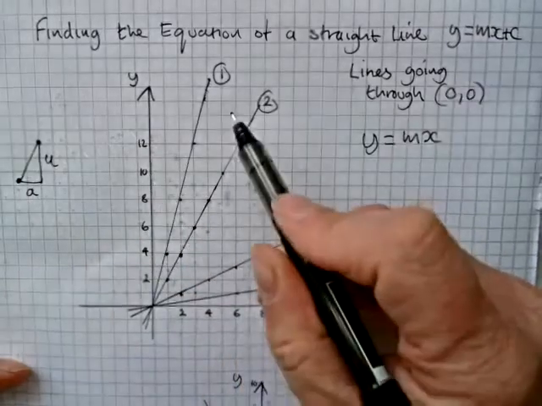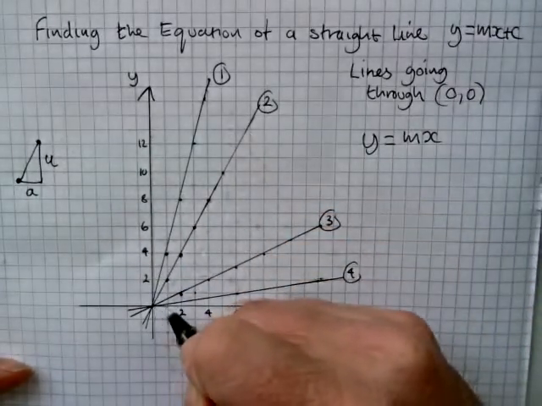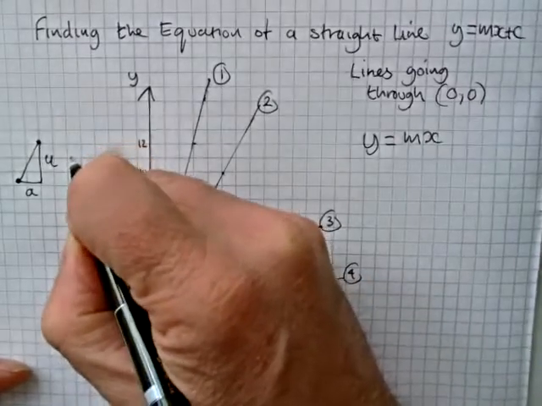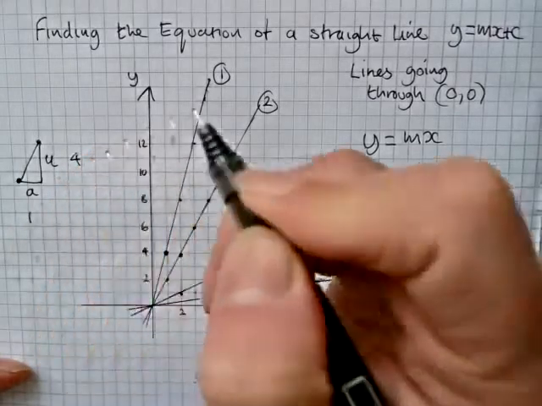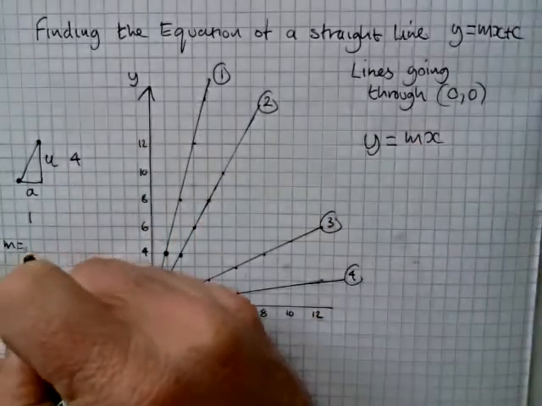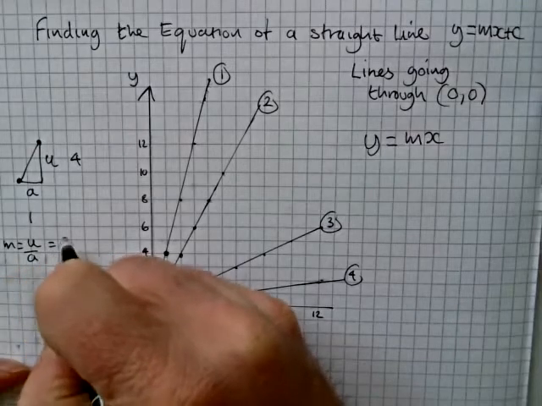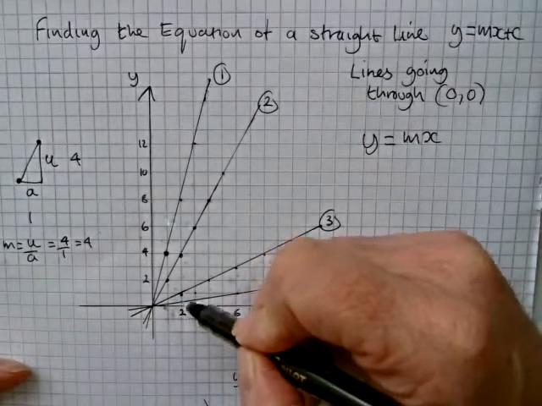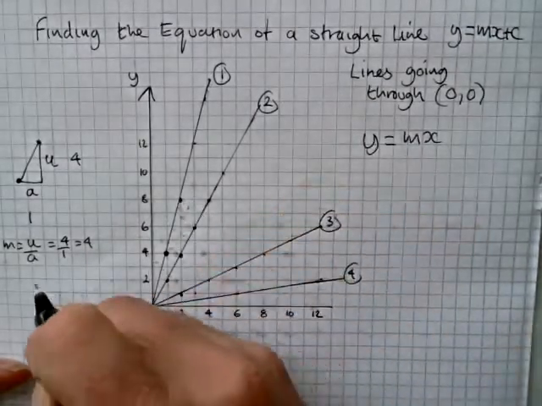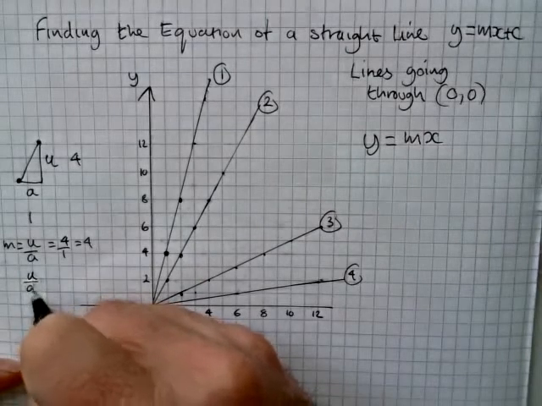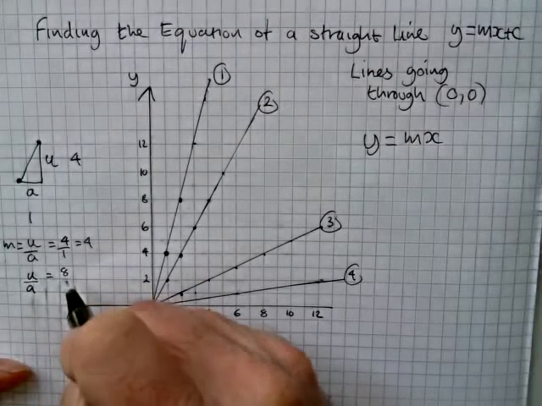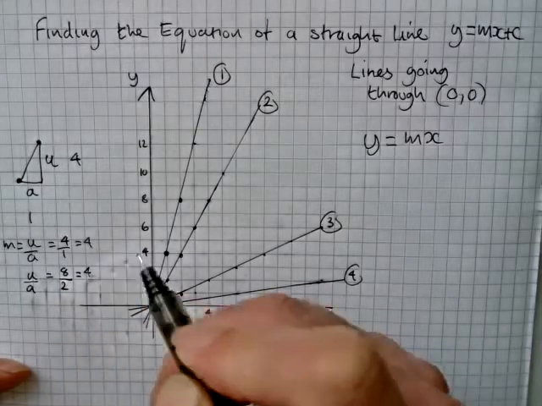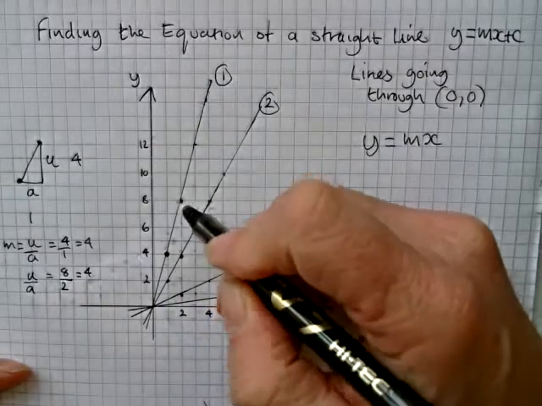And I'll show you that now on line 1. So on line 1, if I go 1 across, the next point is at 4, 1. Let's write that in here. So I went 1 across and 4 up. Now the gradient is the up divided by the across, which is 4 divided by 1, which is 4. Now had I gone across 2, and then up 8, I would have got exactly the same value, which also gives me 4. So it doesn't matter where you choose your points, you'll get the same value.